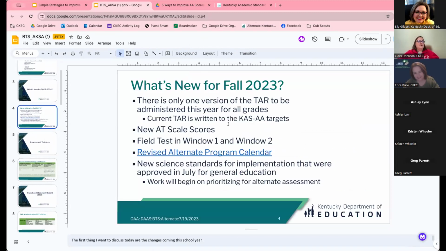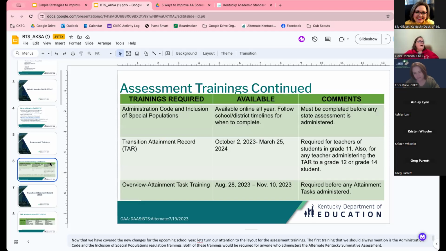So some things that are new this year, if you're in high school, the transition attainment record is something your students would do in 11th grade, and there's only one version of that this year. There's some new scaled scores, and there's a field test. So we will look at those things.